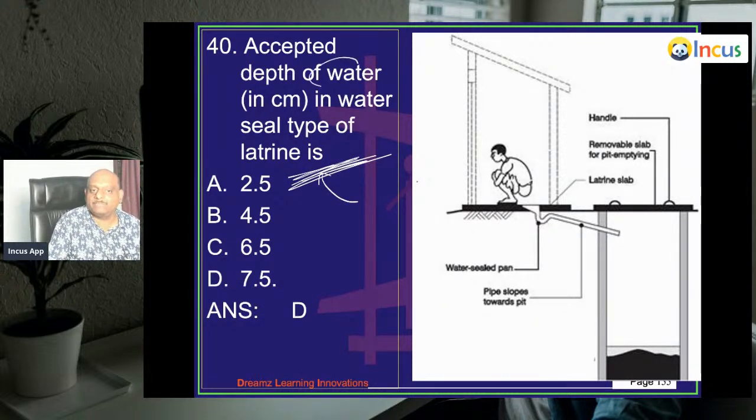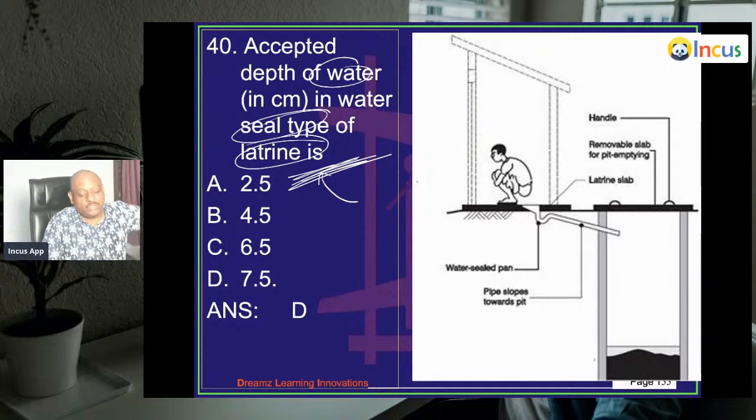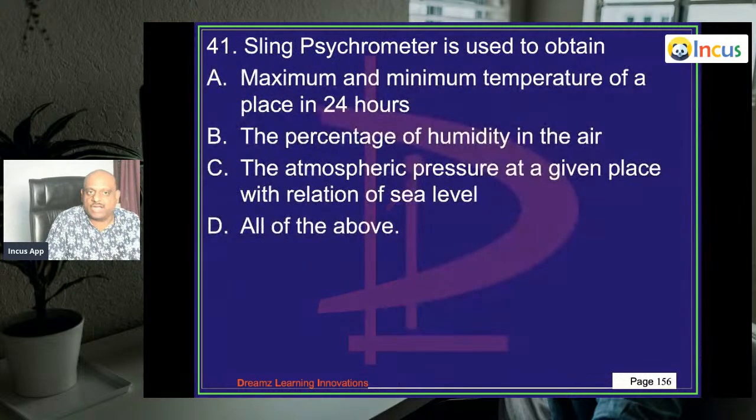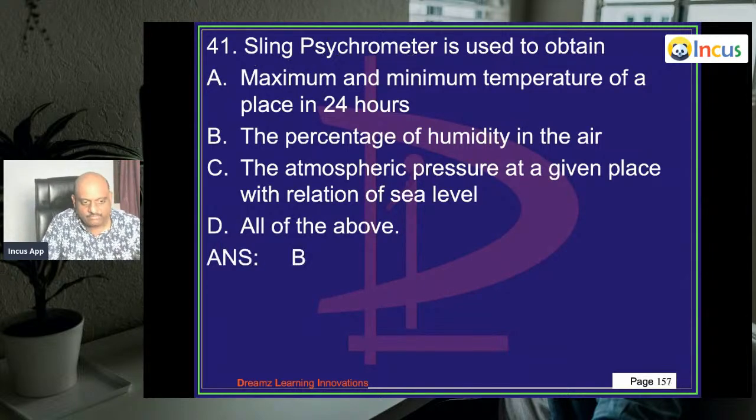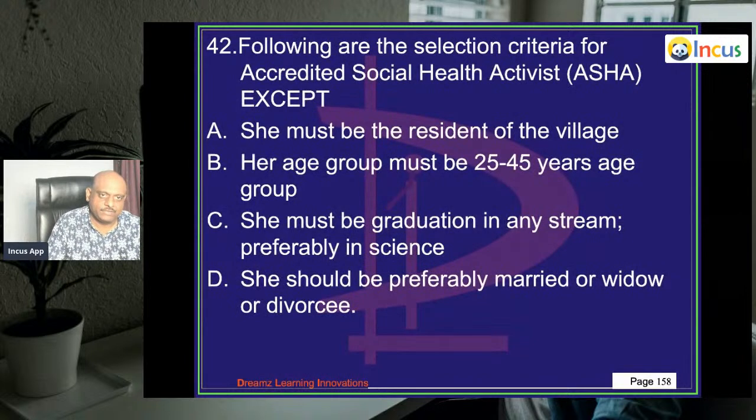So, how much depth of water should be there in the water seal type of latrine? You have to run to the washroom in the exam hall and check sometimes. 7.5 centimeters, doctor. Now, sling psychrometer, where do you use? Percentage of humidity in the air.